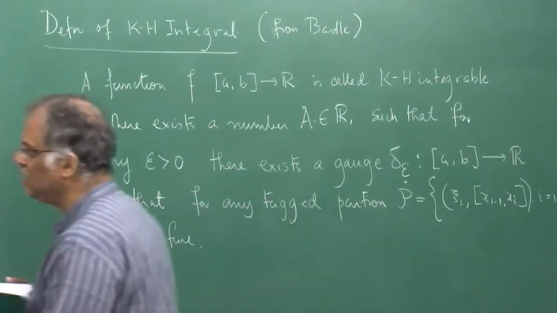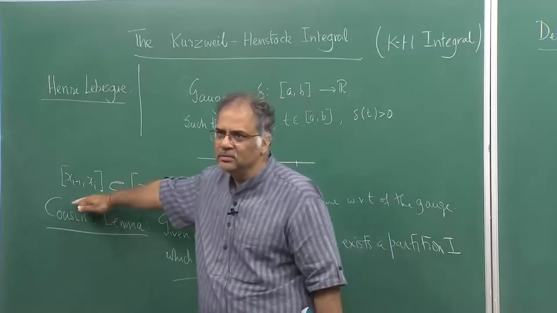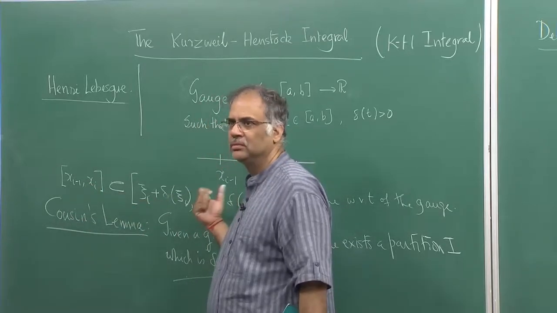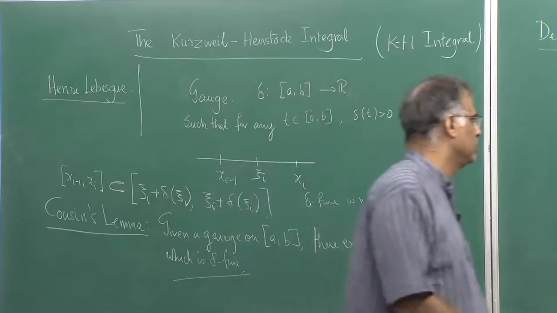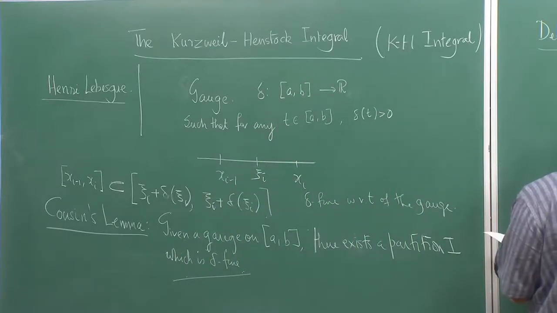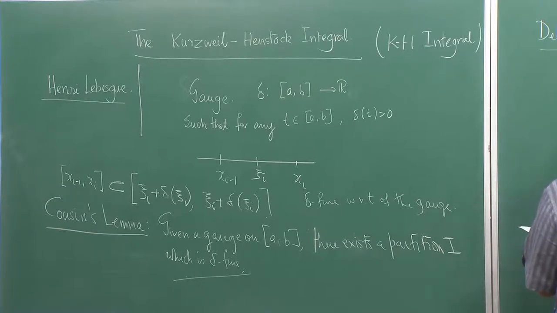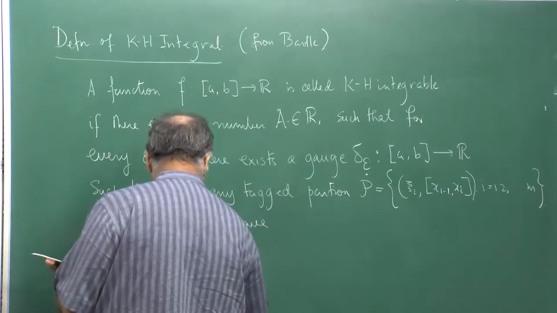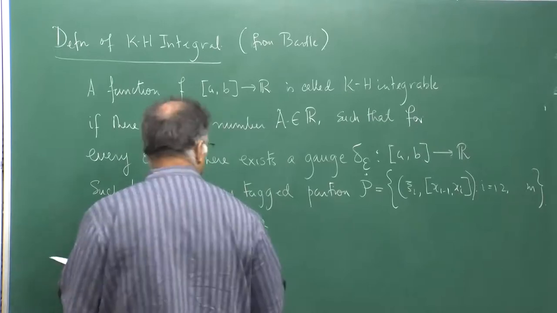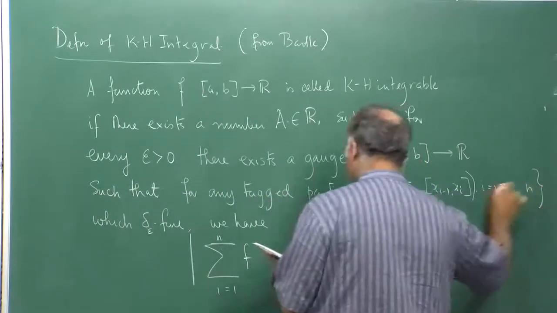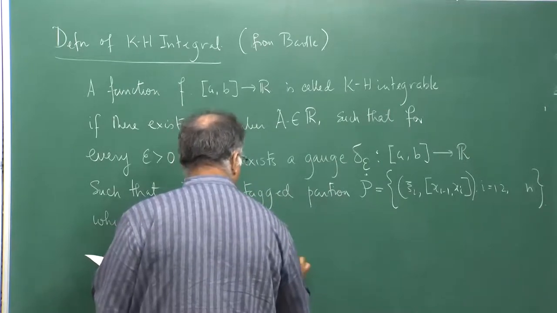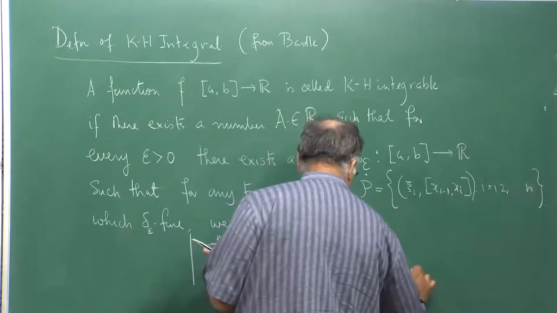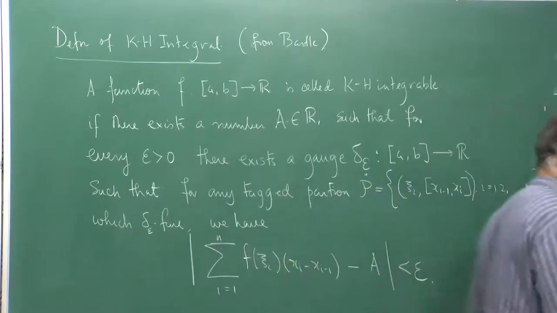So, delta fine essentially means this, for every interval this should happen. So, the length of interval should be less than twice of delta epsilon. So, which is delta epsilon fine, we have the summation i equal to 1 to n of f(xi_i)(x_i minus x_{i-1}) minus A. So, this is the definition.